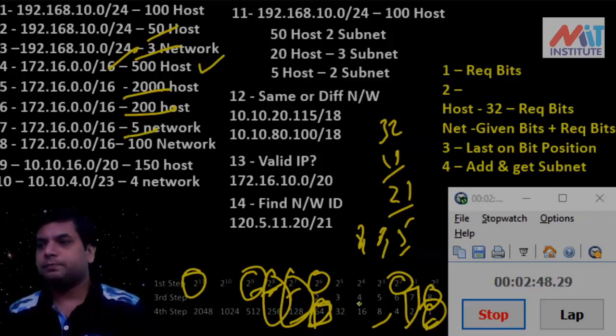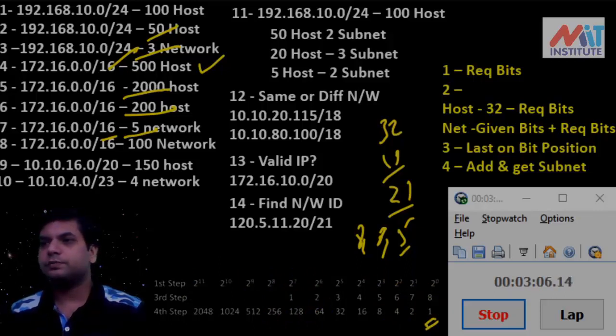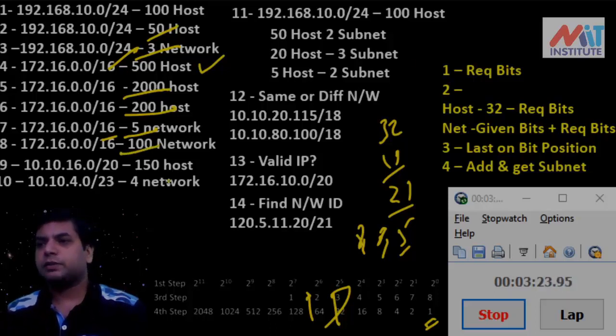For 5 networks we need 3 bits, so 16 plus 3 will give us 19. So with 19 our position of last on bit is on the 3rd position, so we need to add 32 in the 3rd octet. So the network will be 172.16.0.0, 172.16.32.0, 64.0 like this.